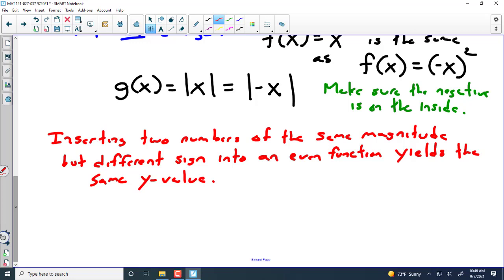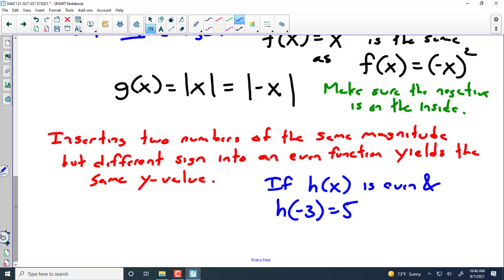What does that mean? It means this. If h of x is even, and we know that h of negative 3 equals 5, then h of 3 equals 5 also. In other words, if you put in negative 3 and 3, you'll get the same answer. If you put in negative 12 and 12, you'll get the same answer. You put in 10 and negative 10, you'll get the same answer. Because the negative sign doesn't make a difference as to what you get for an answer.